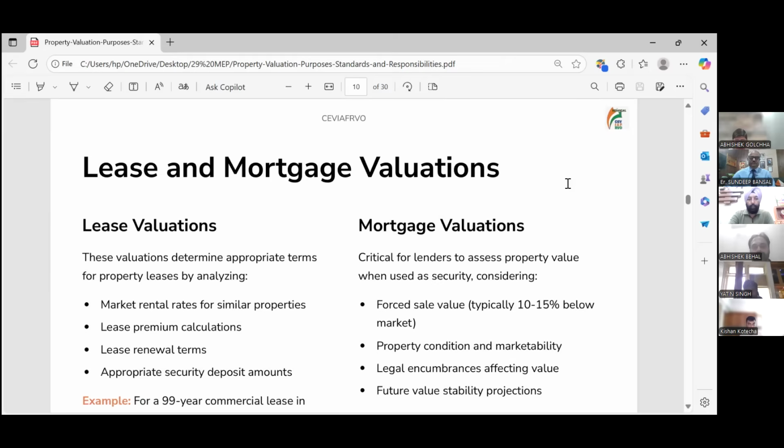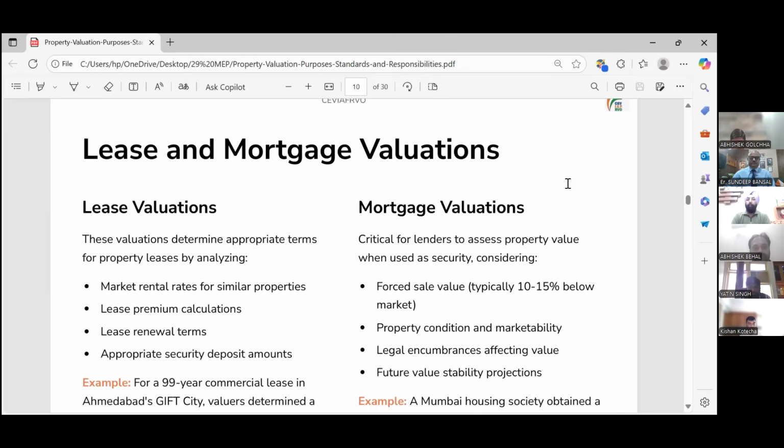And then lease and mortgage values. So in lease valuation, what is the purpose? Here your purpose is to find out the market rental for similar properties, on the basis of which you can give the decision or advise the lessor how much should be the rent or lease rent.